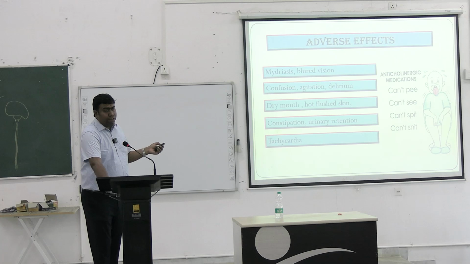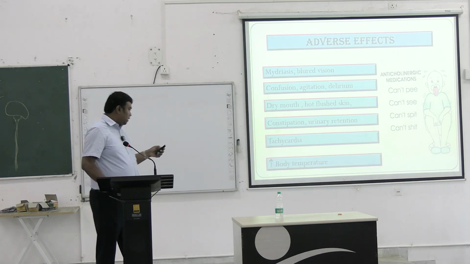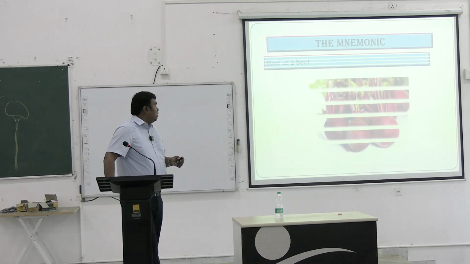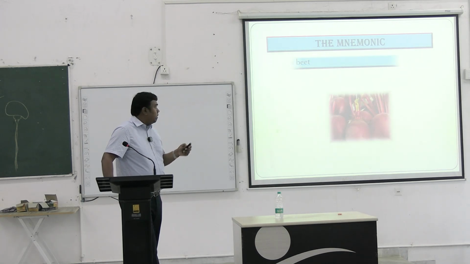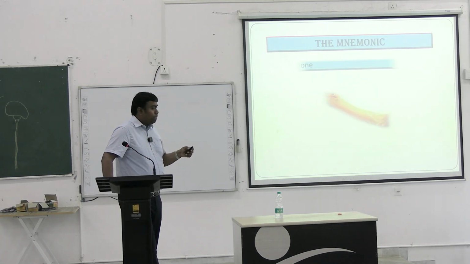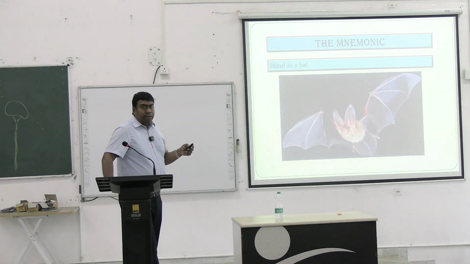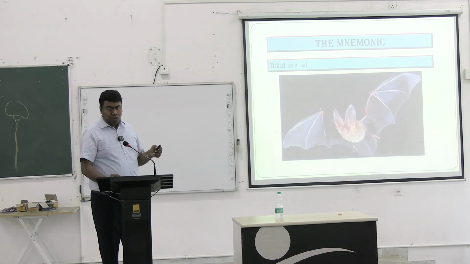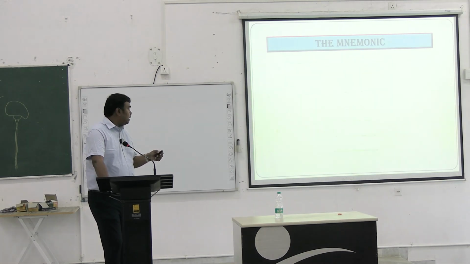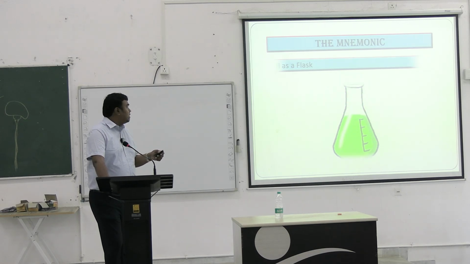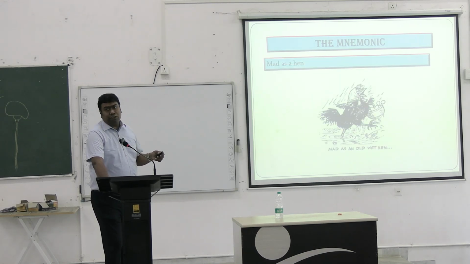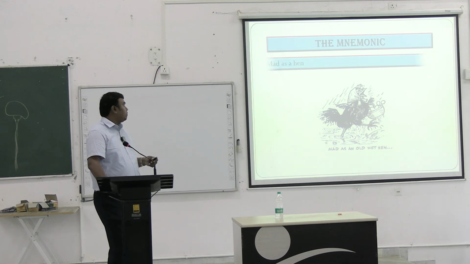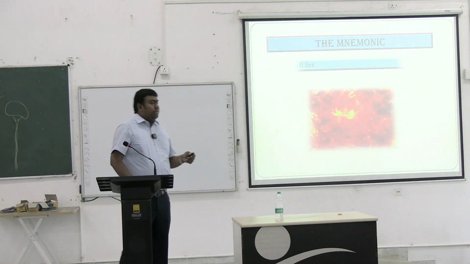Adverse effects also include tachycardia and increased body temperature. Red as a beet, dry as a bone, blind as a bat. Why blind? There is pupillary dilatation, so focusing is not possible because of the pupillary dilatation. That can lead to blurring of vision. Full as a flask, urinary retention will occur. Mad as a hen, why is this? Psychosis, CNS effect. And hot as hell.